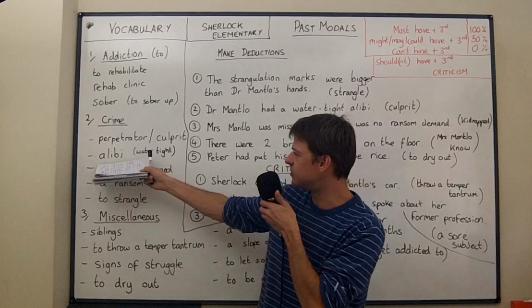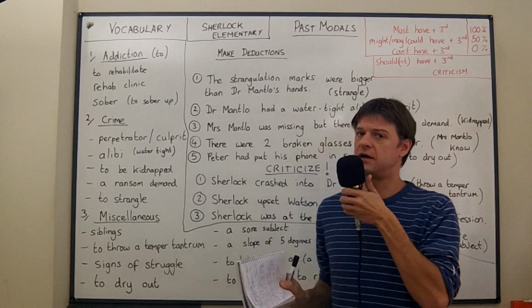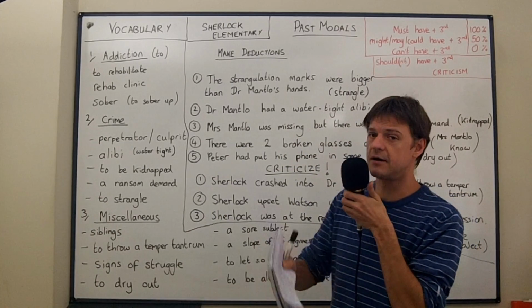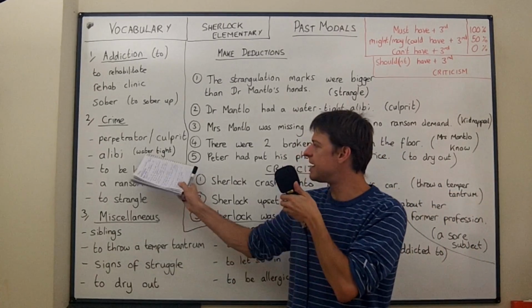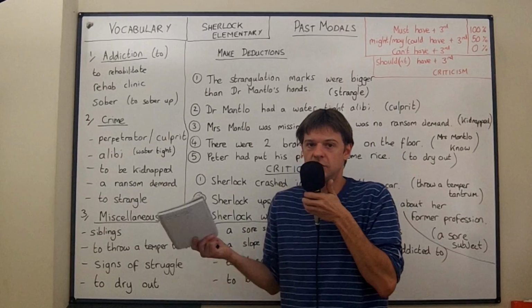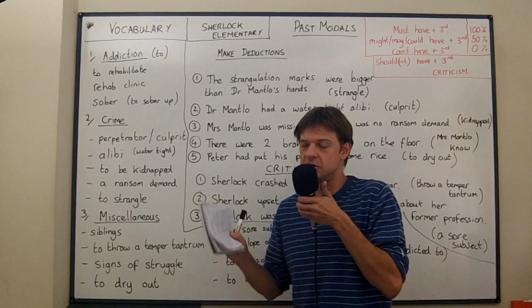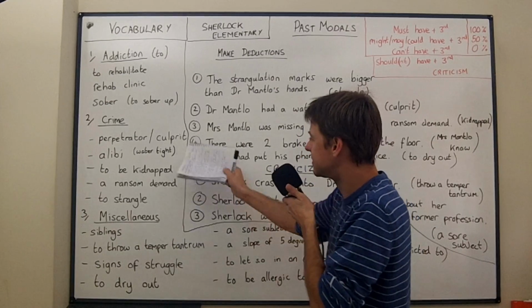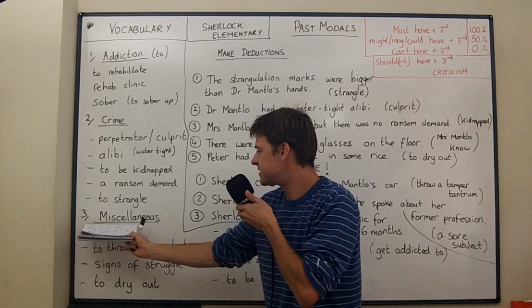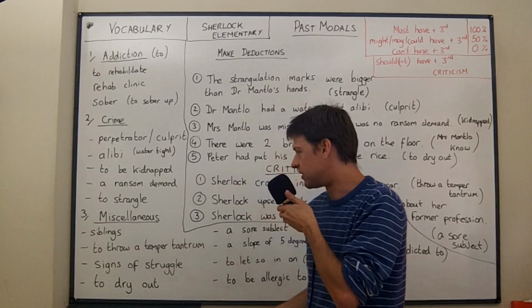Okay, and to practice this word alibi, if you were accused of committing a crime last night, would you have a watertight alibi? Or would you have nothing which you could show the police as proof that you can't have been the culprit? Okay, thirdly, we've got some miscellaneous words.